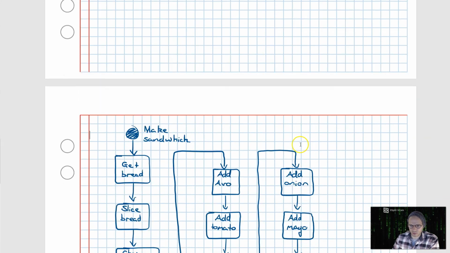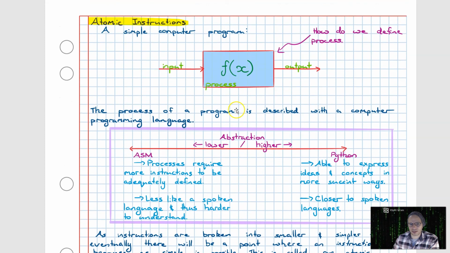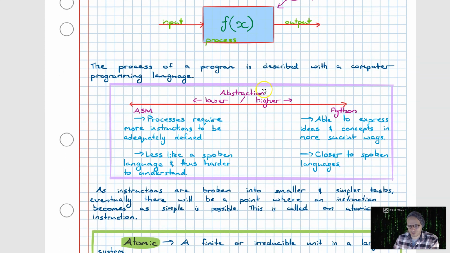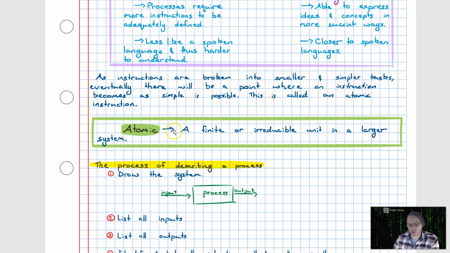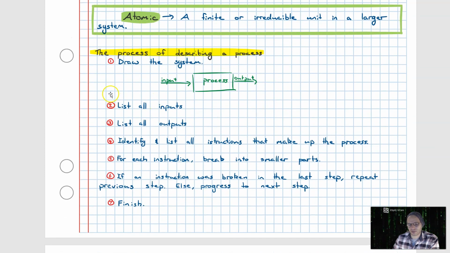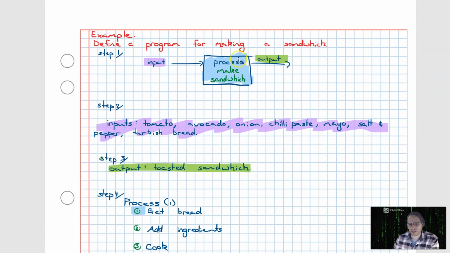Now, in summary, what we had to look at in this lesson was firstly, we had a look at the definition of a simple computer program. We had a look at the simple definition of a computer program, that being something that's defined by an input, an output, and its process. We then reviewed the idea of abstraction, which took us to the notion of atomic and an atomic instruction. From there, we then looked at this 7-step process of defining what goes on in a process to change our input into our output, and then we carried out this 7-part process to making a sandwich.